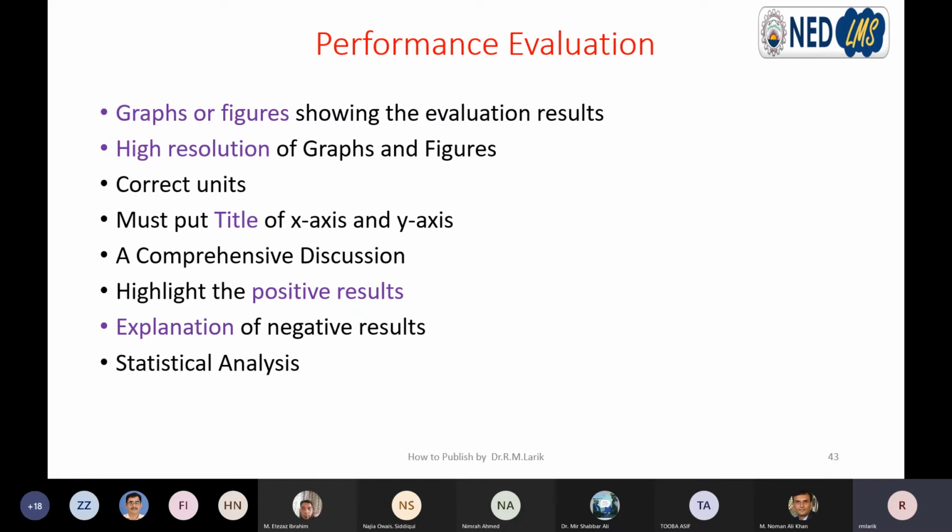And for the graphs, you need to mention what is represented by the x-axis and what is represented by the y-axis. You need a title, and you need legends. If you have multiple graphs in one figure, then you need different legends, right? Different colors, so that your results are attractive and catchy.